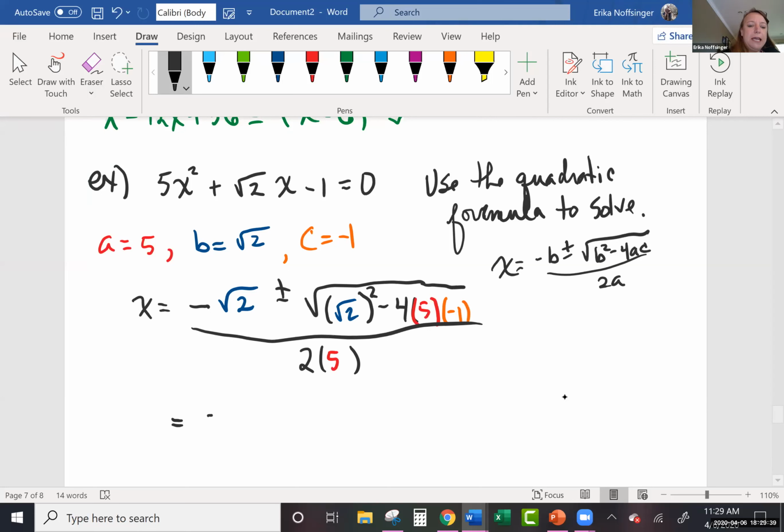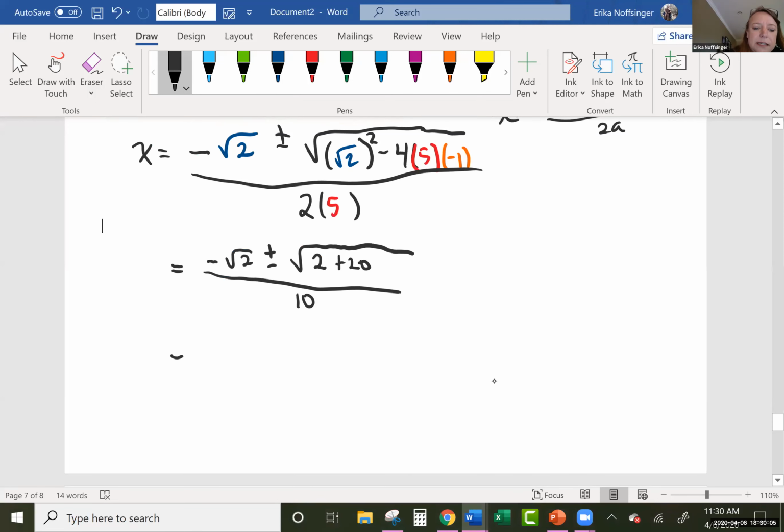So just simplify it. So you have negative root 2 plus or minus the square root. Well, if you square a radical, it just isolates and gives you the radicand, which is 2. So we're just left with that 2. Minus 4 times 5, that's negative 20 times -1. Negative 20 times -1 is positive 20. All over 2 times 5, which is 10. So this is equal to negative root 2 plus or minus square root of 22 all over 10.